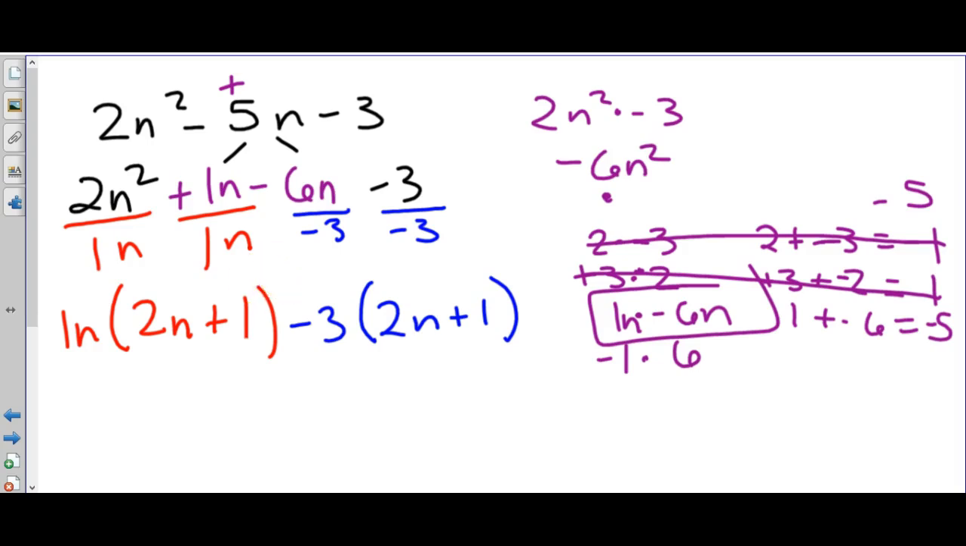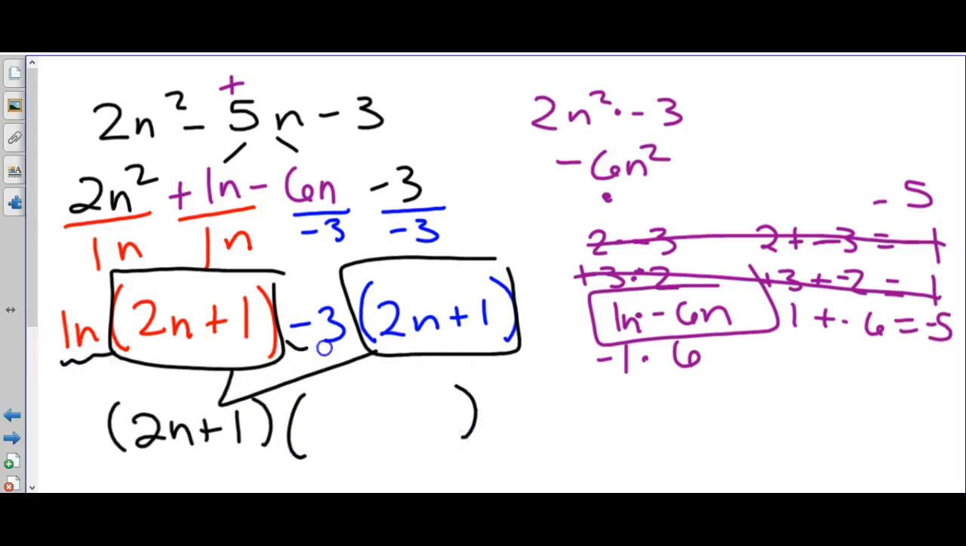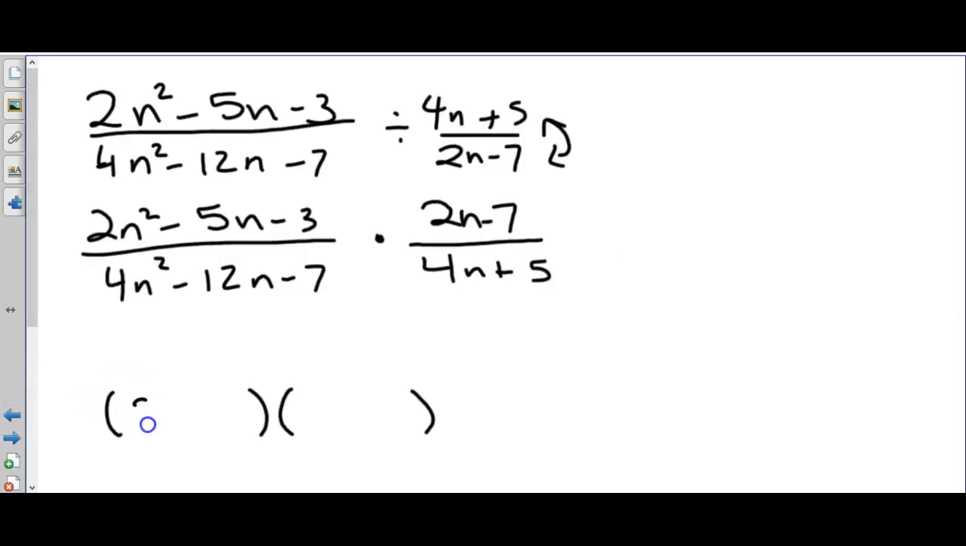So hopefully you notice that the two parentheses match. That will become the first part of your answer, but you only use it once. It's like they're merging together. The second part is everything left over outside of those matching, 1n minus 3. So there's our first one factored, 2n plus 1, 1n minus 3.